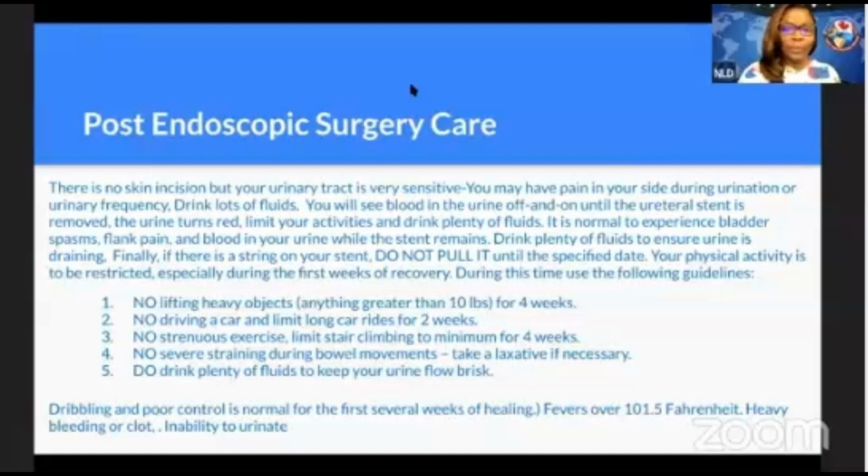And during this time, I want you to follow the following guidelines. With any surgery that you have, be mindful of the guidelines you should be following afterwards, because it can make things worse for yourself. So you want to do no heavy lifting, anything greater than 10 pounds, for about 4 weeks or so.